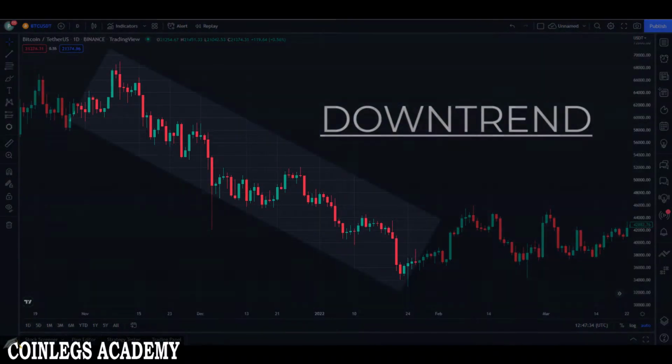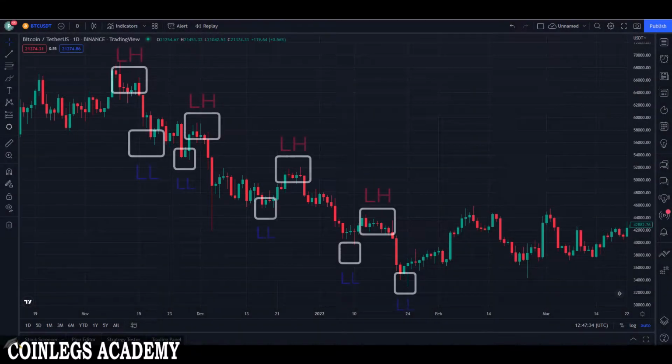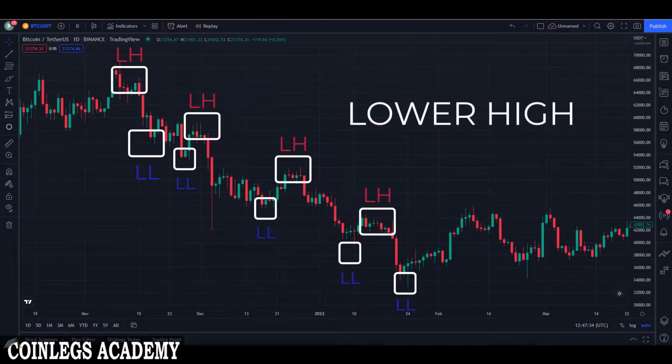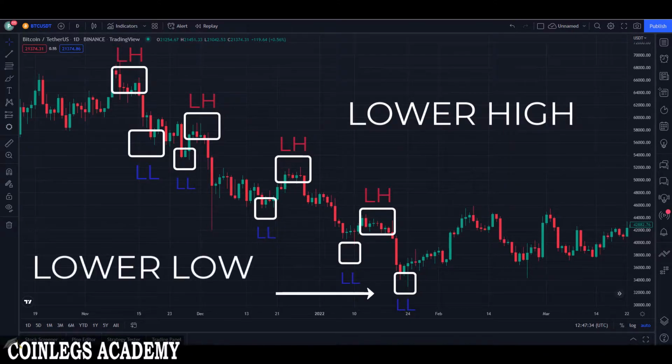Downtrend looks like this. Price is making lower highs and lower lows. Lower high means that the previous peak is higher than the current peak. Lower low means the current bottom is lower than the previous bottom.